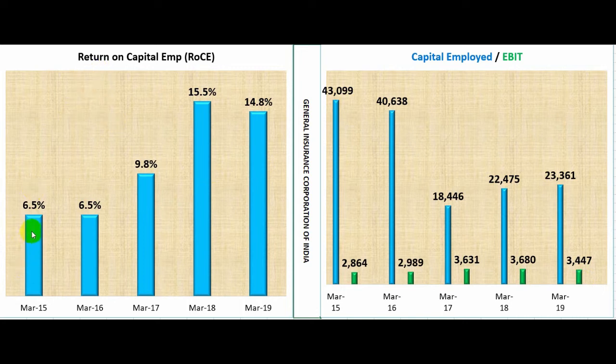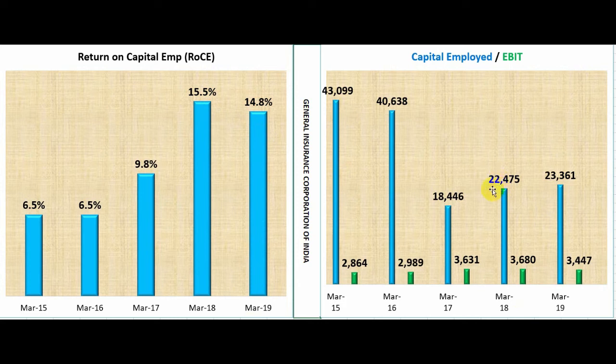So we can see that the ROCE at least is quite better than the ROE, from 6.5% in March 15 to 15.5% in March 18. In March 19, that has dropped to around 14.8%. There's some kind of pressure on the company's EBIT in March 19. So let us look at the individual values.